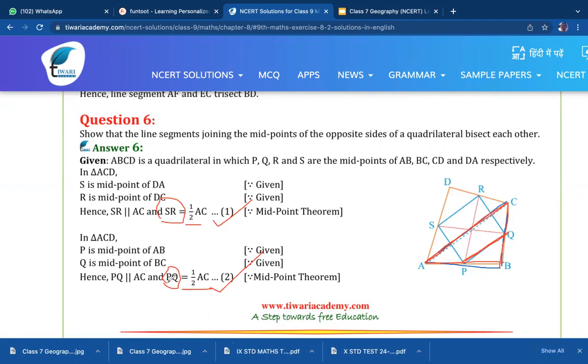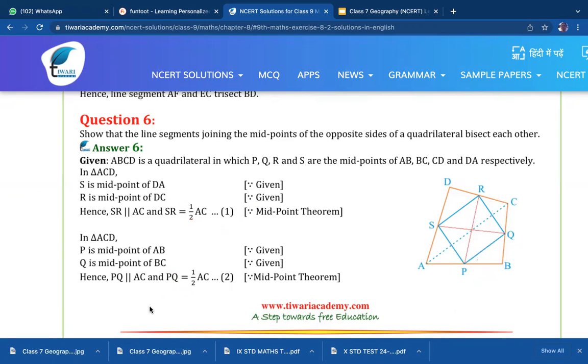One set of sides parallel and equal. What is the figure PQRS called? It's a parallelogram. And we know that the properties of a parallelogram say that the diagonals bisect each other. Correct? That means the figure we get by joining the midpoints of the sides, PQRS, becomes a parallelogram. Wonderful.